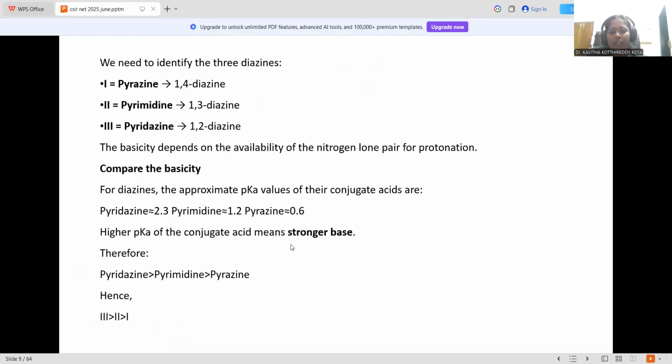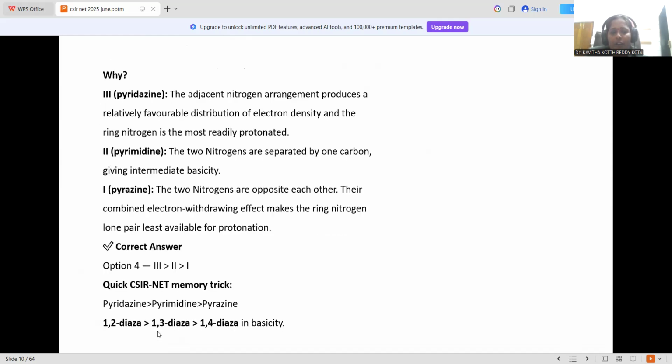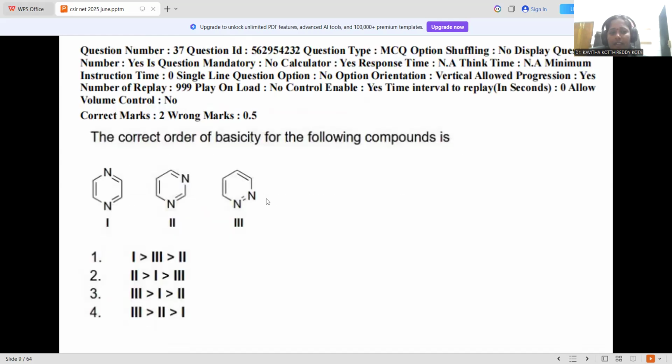A higher pKa value of the conjugate acid means a stronger base. So pyridazine has the higher pKa value, which indicates it is the stronger base. That is provided in option number 3. Option 3 has the higher basicity, followed by pyrimidine, and the next is pyrazine. That purely depends upon the position of the nitrogen atoms, which favors higher electron density of the lone pair of electrons. Higher electron density means more provision to release the electrons, hence a higher basic nature. Greater the electron density, greater the provision to release electrons, greater the basicity of the compound. That is given in option number 3.